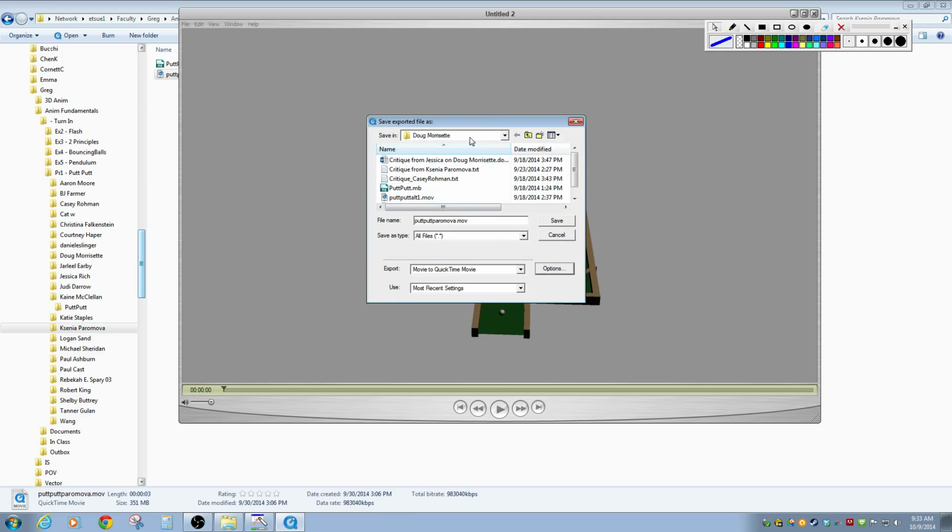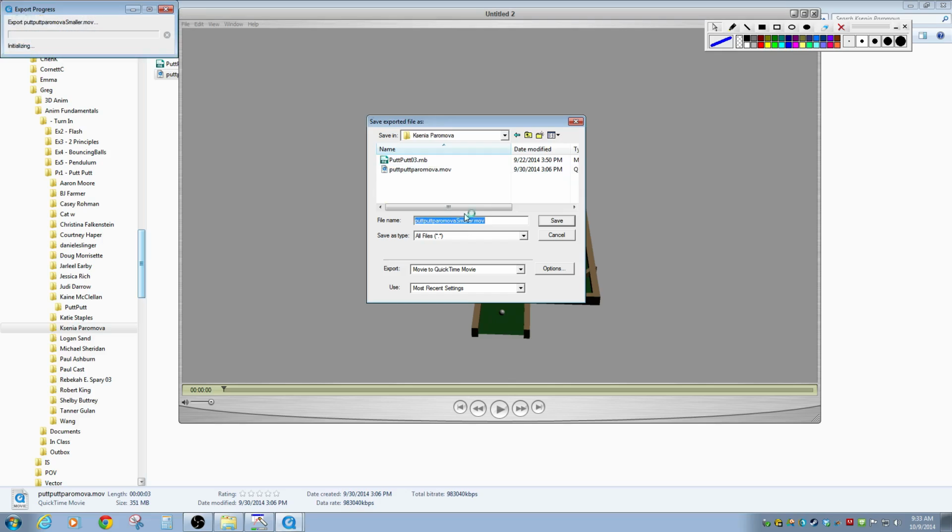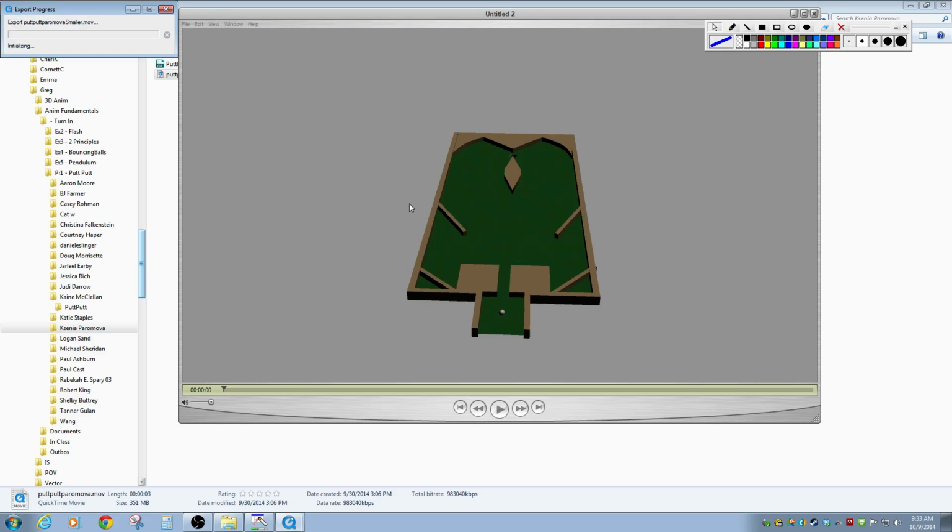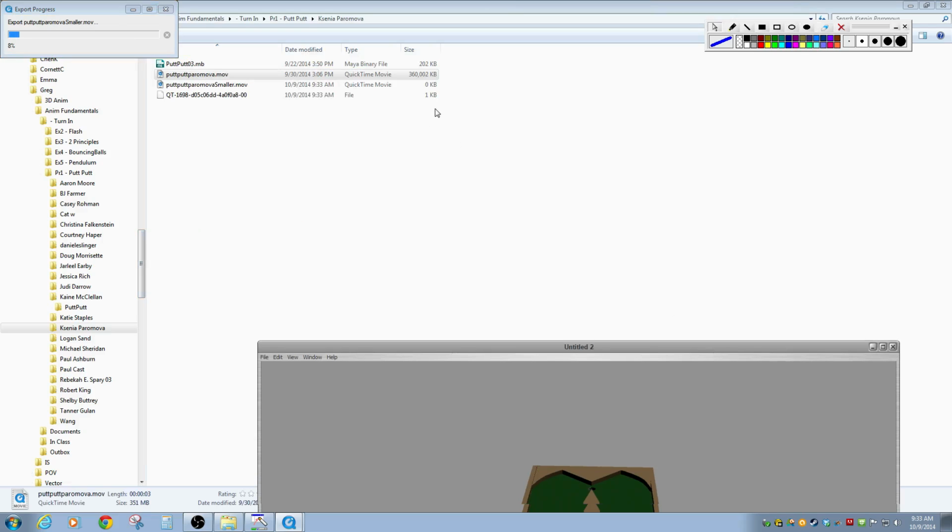Okay, and I'm just going to put this one back in your folder. We'll call it smaller. And so this is just going to convert it, and it'll convert it significantly to a smaller size. So right now we're about a third of a gig.